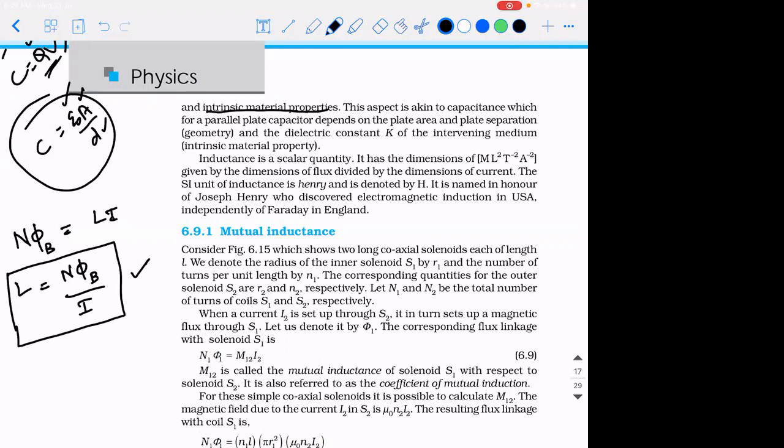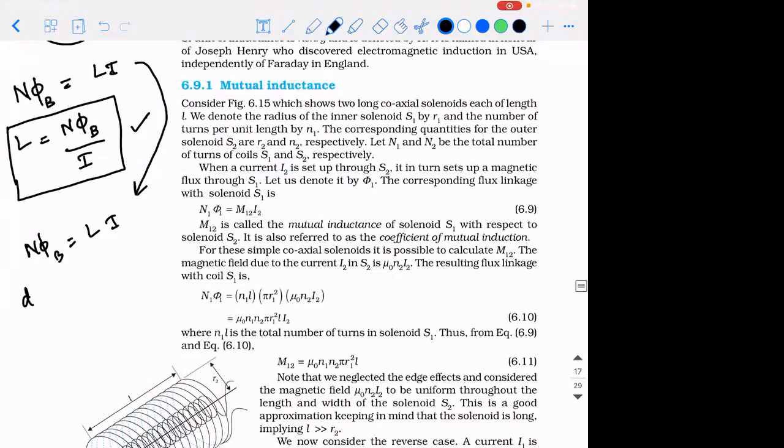Now, similarly, if I extend this, N phi B is equal to L into I. If I differentiate on both sides, N into d phi B with respect to dt is equal to L into di by dt. Then according to Faraday's law of electromagnetic induction, what does N into d phi by dt represent? You have solved problems also. Refer to your notes and tell me. That's the EMF, right?